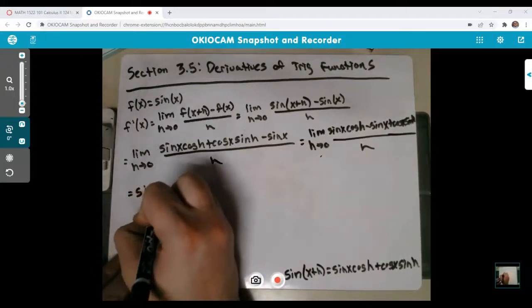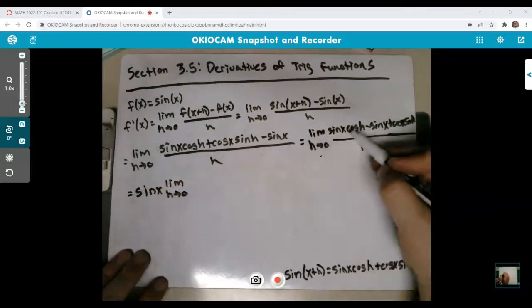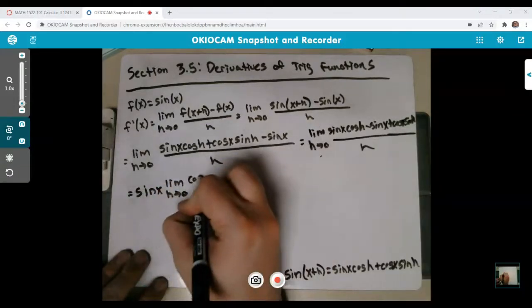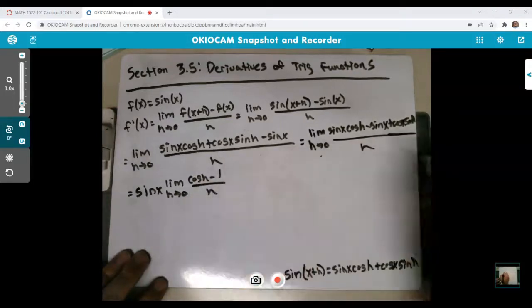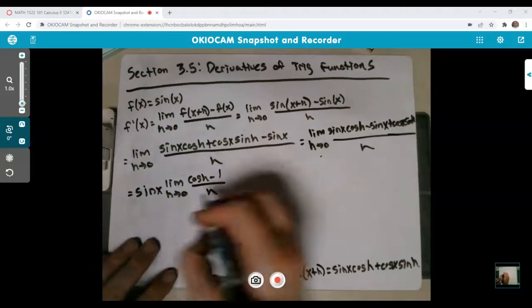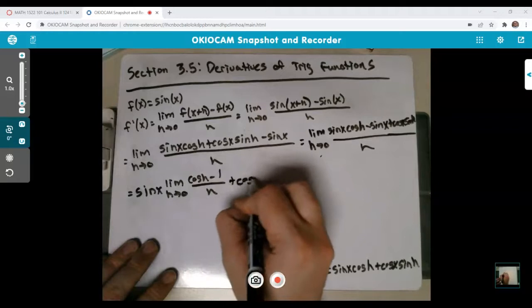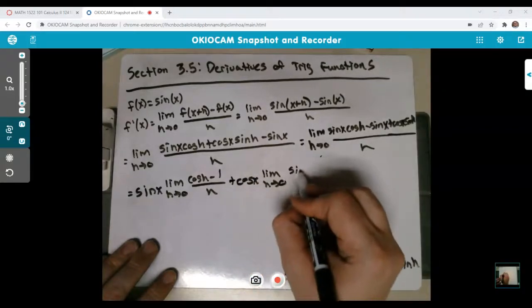limit. So that's sine of x times the limit as h goes to 0 of, I'm left with cosine of h from this term minus 1 from that term over h. And then from over here I have a cosine of x with no h, so I can pull that out front. Limit as h goes to 0, and I'm left with sine h over h.